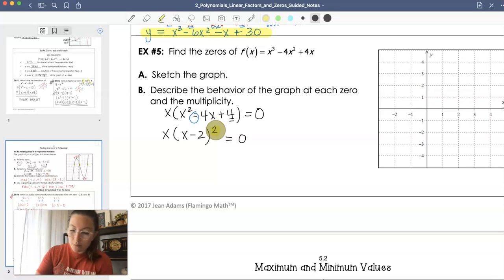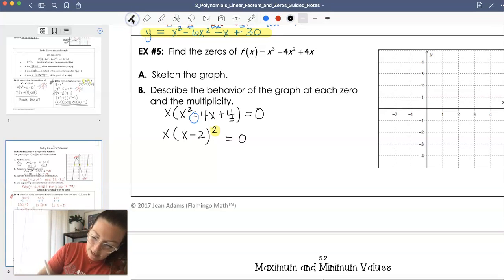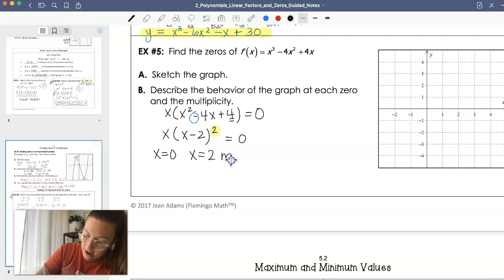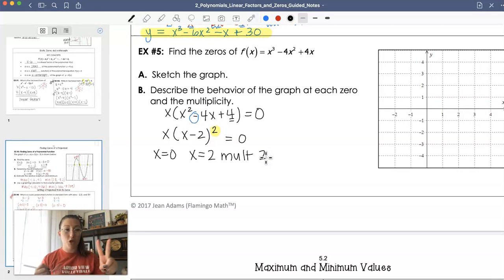So, when we solve this, the first factor is going to give us x equals 0. The second one would give us x equals positive 2, but that's going to have a multiplicity of 2, because there's technically two x equals 2.